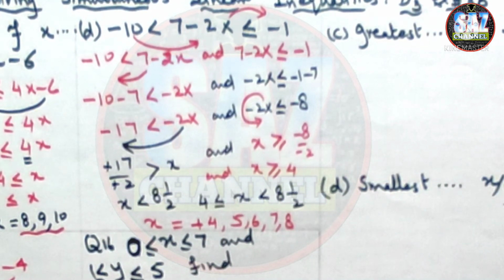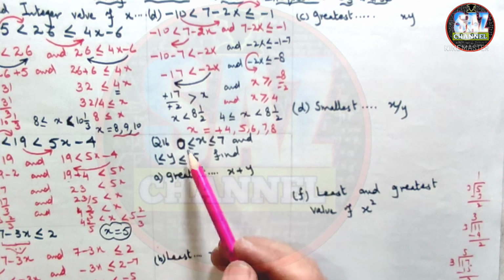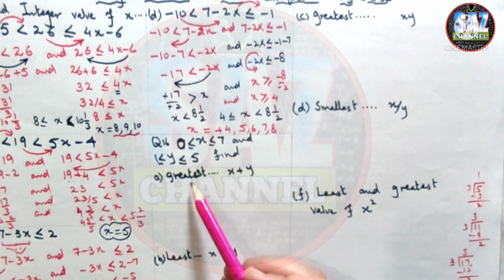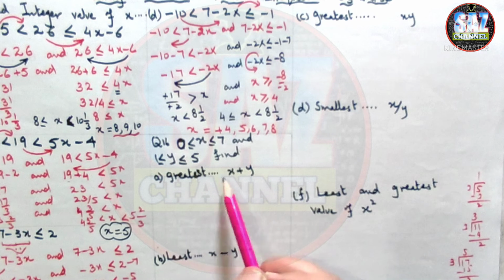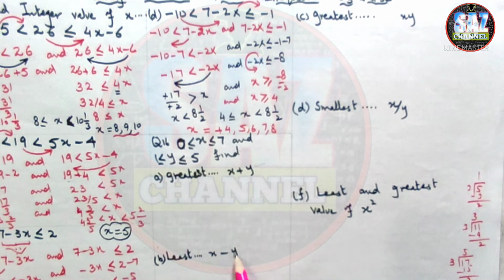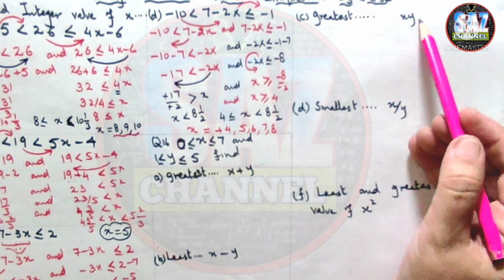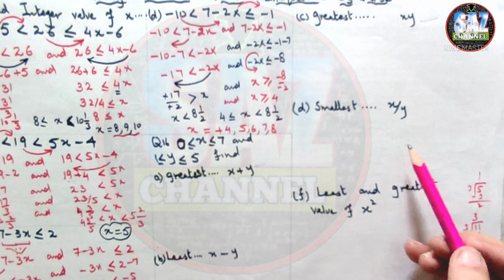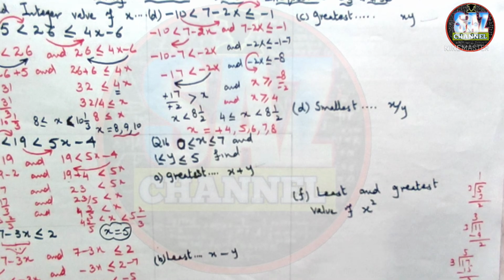I hope you are really clear about all these questions, and let's move to the next question, and let's read the question from the book. Question 16 says that given that x lies between 0 and 7 and y lies between 1 and 5, we have to find the greatest possible value of x plus y, least value of x minus y, largest value of the product, smallest value of x over y, and least and greatest value of x square. So let's move to the solution of this question, and let's discuss each part one by one.